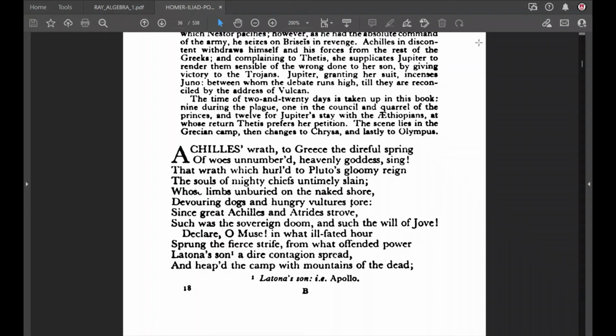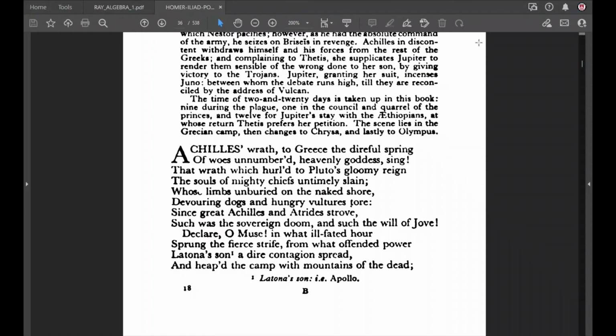So what it means there, again, this is another example of figures of speech in poetry. Homer could have just said, tell me about Achilles' wrath, which killed lots of people. But he doesn't present it like that. He presents it in figurative language. He says, tell me about that wrath which hurled to Pluto's gloomy reign the souls of mighty chiefs untimely slain. That means killed while they were still young. So the wrath of Achilles killed mighty chiefs and cast their souls down into hell while they were still young, still strong.